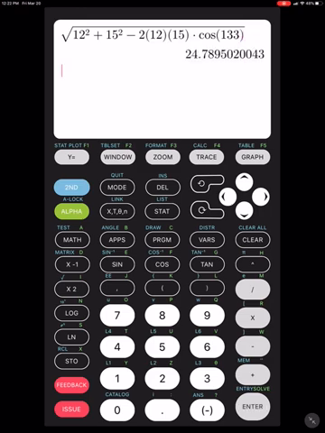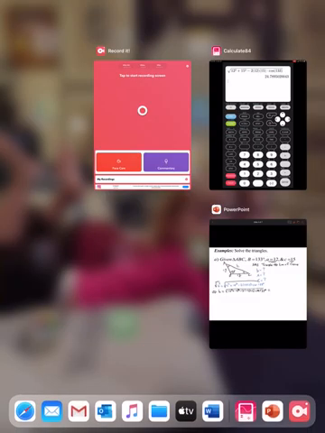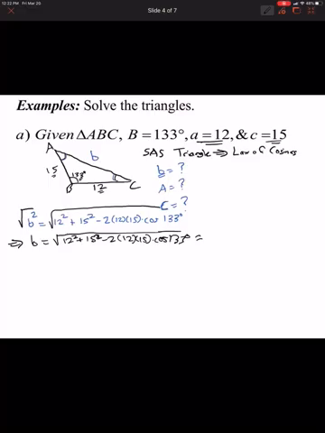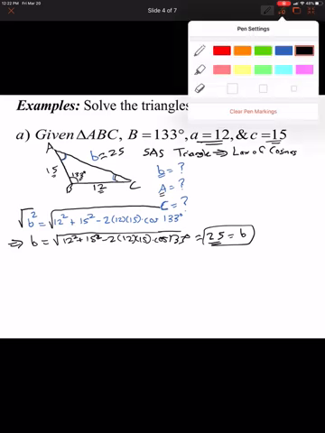As we hit the enter button, we get 24.7. So 24.7, of course, we're rounding to the nearest whole number, 25 units in length. So again, this would be 25 units, side B. So there is 1/3 of our solution. Side B is 25 units. Now let's go find our angles. To get an angle, let's look at angle A. So let's go state our law.